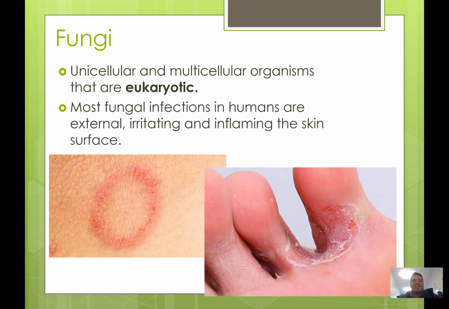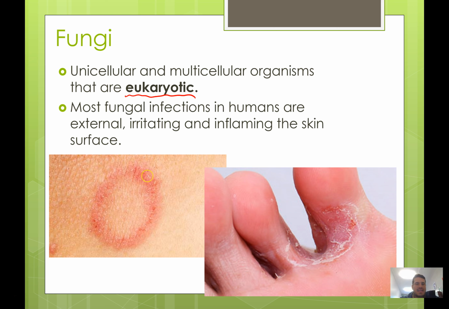Fungi is another kind of pathogen. They're both unicellular, so made up of one cell, or multicellular, lots and lots of cells, and they're eukaryotic. So bacteria were prokaryotic, viruses were non-cellular at all, and fungi are the first eukaryotic pathogen that we have. Most fungal infections of humans are external, very irritating, and they inflame the skin. They're usually not overly serious, but they are a nuisance.